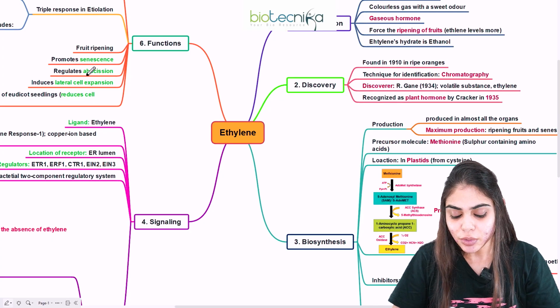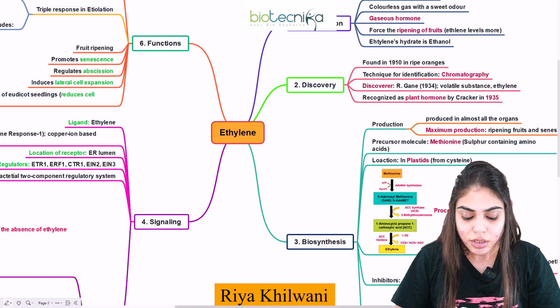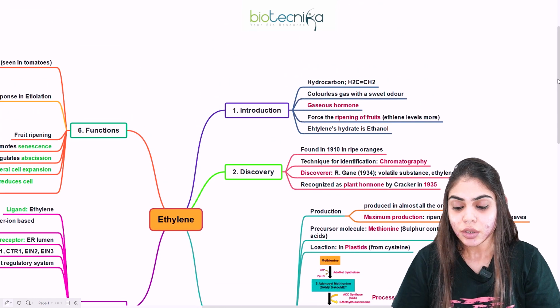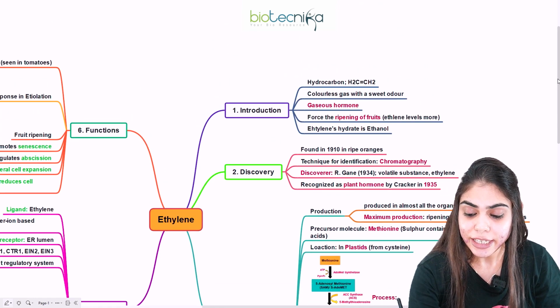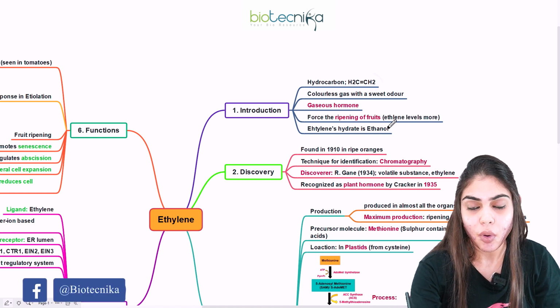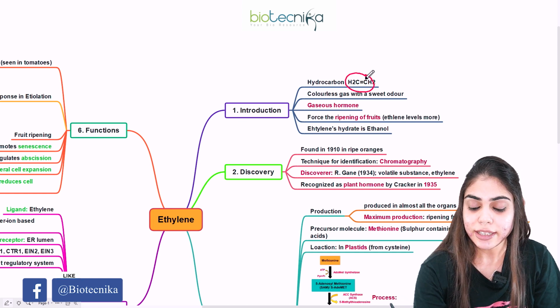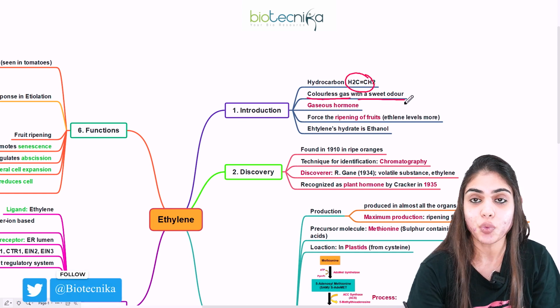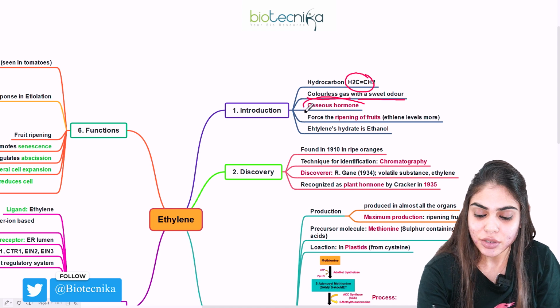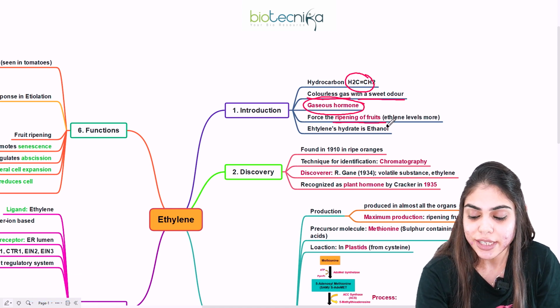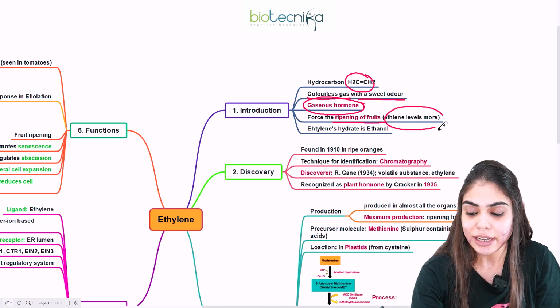So firstly, coming to the introduction of this phytohormone, ethylene is a hydrocarbon compound which has a molecular formula of C2H4, which is represented as two CH2 molecules that are linked together by a double bond. So you can see here it is linked by a double bond. It is a colorless gas which has a sweet odor, and that's why it is called a gaseous hormone, which forces the ripening of fruits in plants where the ethylene levels are higher.